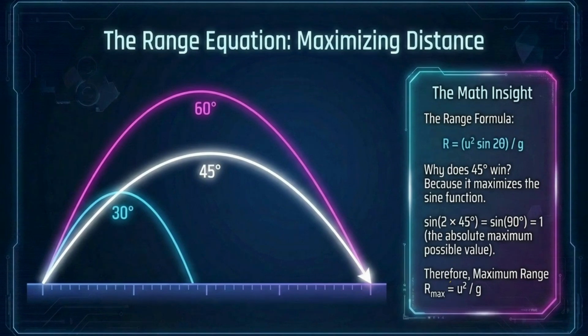So this is a crucial concept for anyone trying to throw, kick, or launch something as far as possible. You just have to fix the magnitude of velocity and try to launch at 45 degrees, and you will get the maximum range.